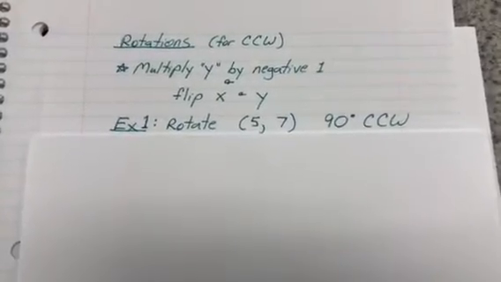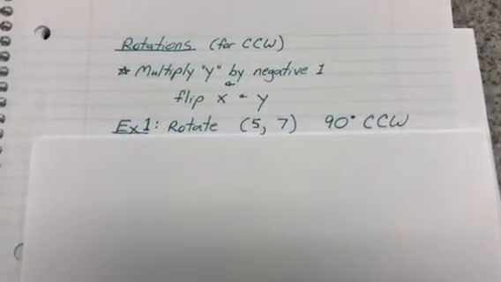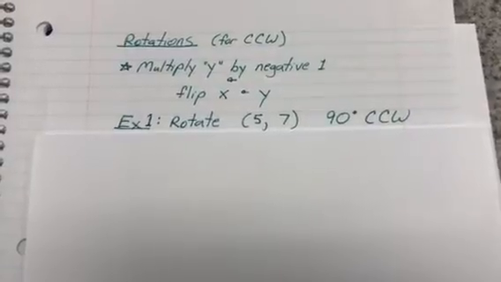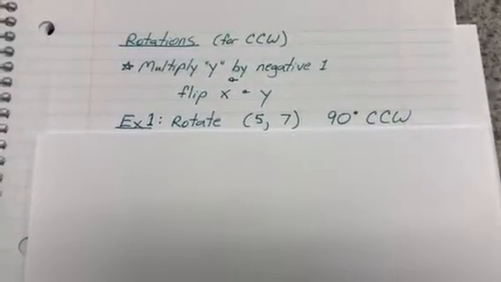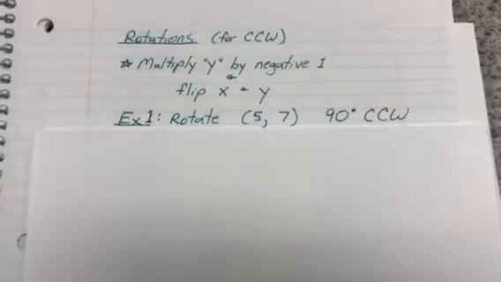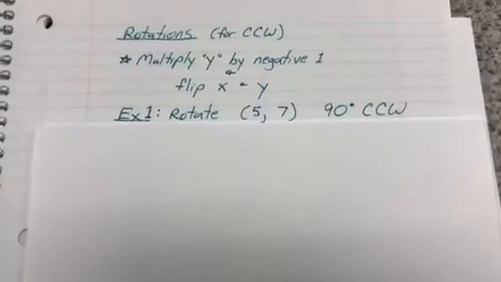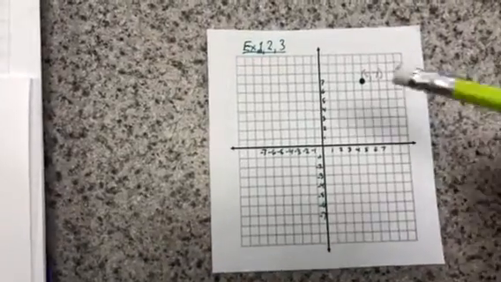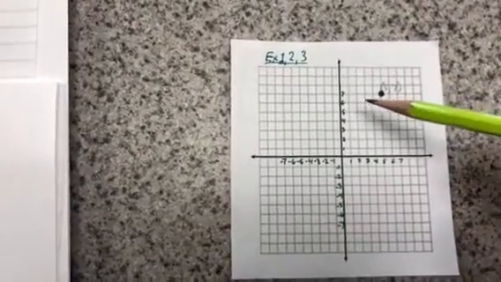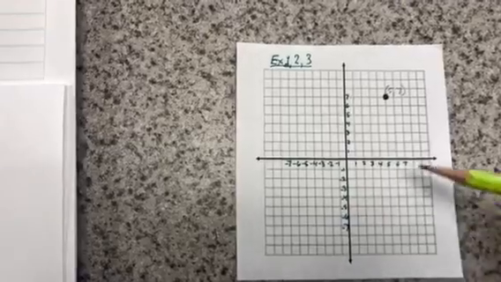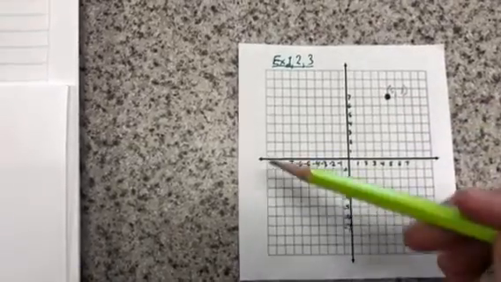So example 1, feel free to write these down if you'd like. Rotate the point 5, 7, 90 degrees counterclockwise. All of these are going to be in terms of counterclockwise, because that's the standard for rotations. To give you a visual of that, counterclockwise would be this direction, and this would be clockwise.